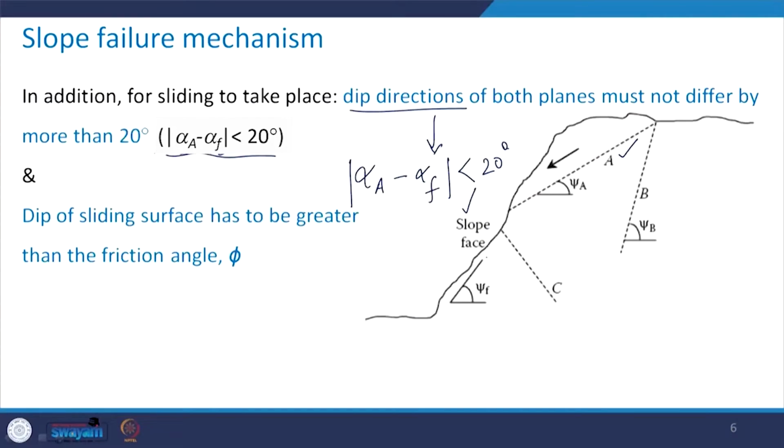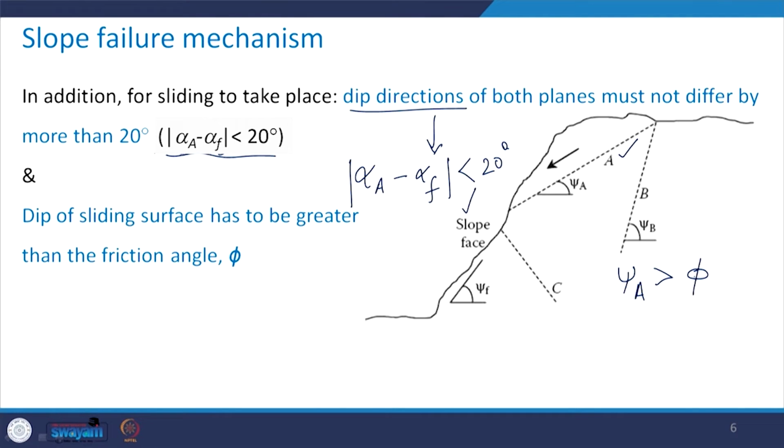So, along with that, the next additional condition is that dip of the sliding surface should be greater than the friction angle. Now, that friction angle is that of the slope face, this rock or rock mass, that friction angle we can find out, and dip of the sliding surface means what? Psi of A has to be greater than that of the phi.